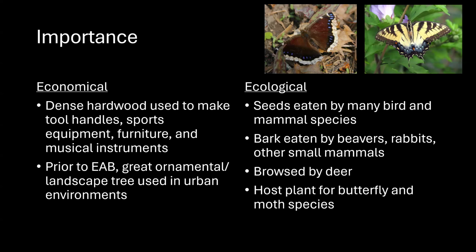Then also for our insect population, it's a very important host plant for our butterfly and moth species. A lot of the caterpillars themselves will feed on these trees as their host tree. To give a few examples, that first butterfly picture you see is of the mourning cloak, and then you've got the tiger swallowtail butterfly. Both of these are reliant on the ash tree to complete their life cycle, for them to lay their eggs on the tree, and for the caterpillar itself to feast on the tree.